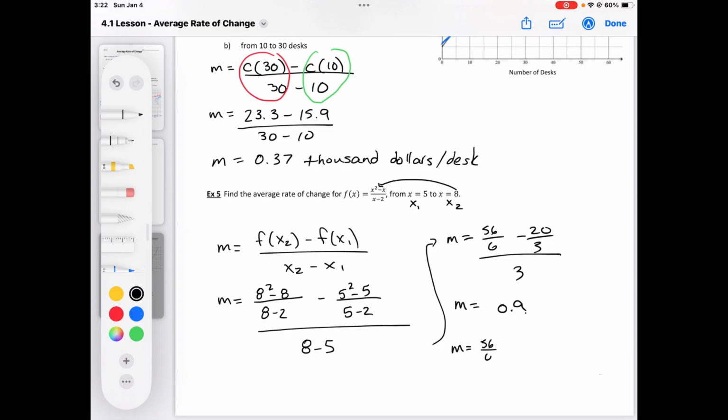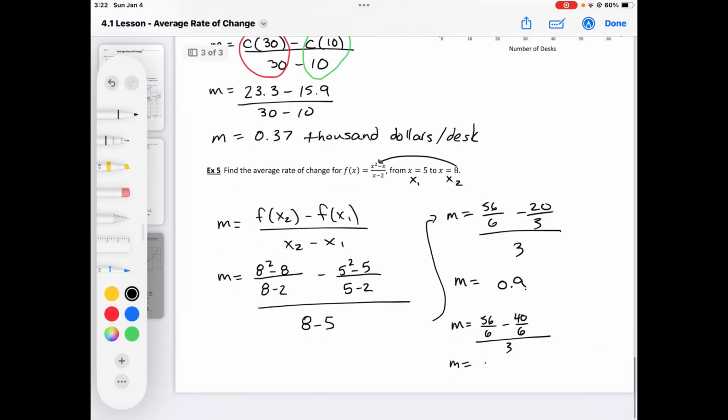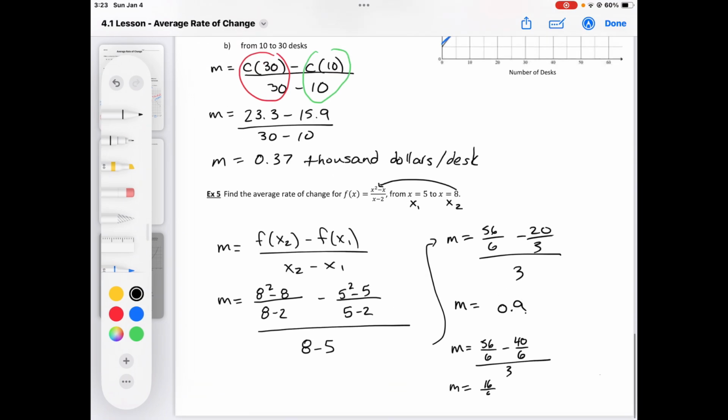We change this to a common denominator. We're going to have 56 over 6 minus 40 over 6, all over 3. 56 minus 40 is 16. 16 over 6 and then divided by 3, which is 16 over 6 times 1 over 3, which I could divide these two. 16 divided by 2 would be 8 and 3, which would simplify to 8 over 9, which would work out to 0.9.